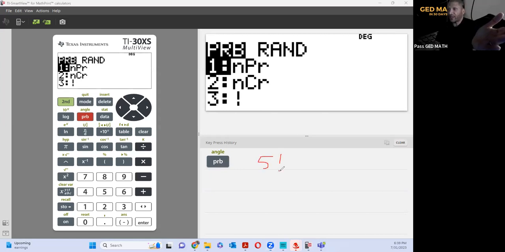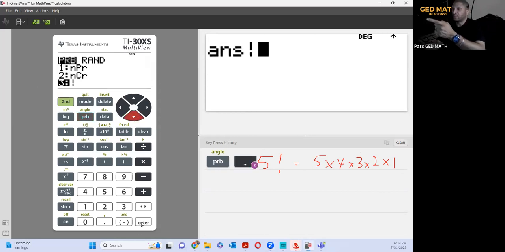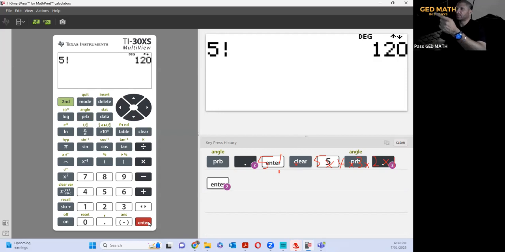So let me show you what a factorial is first. So I have 5 factorial, right? What that means is 5 times 4 times 3 times 2 times 1. That's all a 5 factorial means. So that's 20, 60, 120. So if I did 5 factorial, you would get 120.